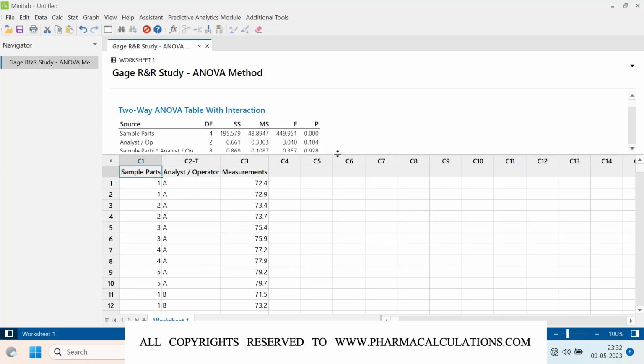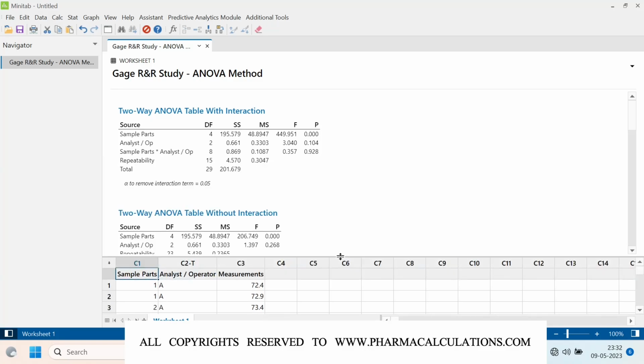Now you got this data. So this is the output window. Just drag this worksheet below and in this you can find now. Minitab has performed two-way ANOVA with interaction and without interaction. The difference between with interaction and without interaction is that the sources for which the p-value is far greater than 0.05 will be neglected in the without interaction. Here in this case, the p-value is 0.928 for the sample parts versus the analyst or operator. So it is far greater than 0.05, so Minitab is going to omit these results in the without interaction.